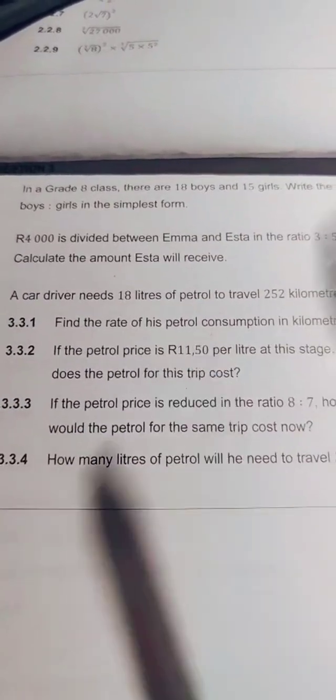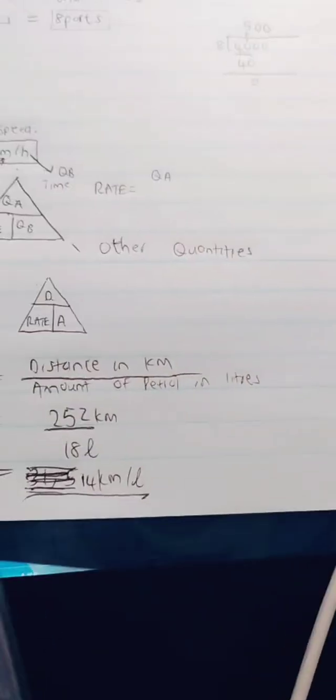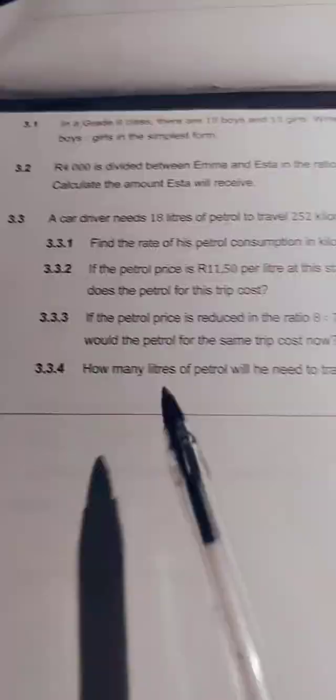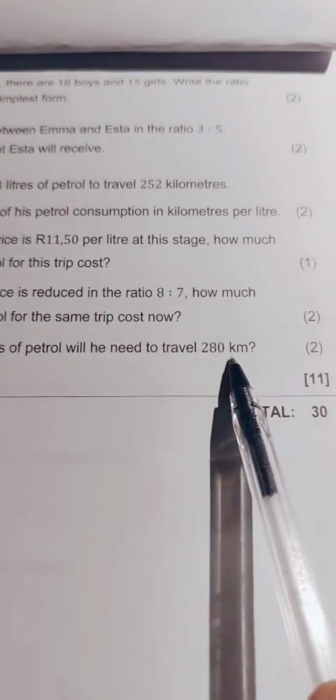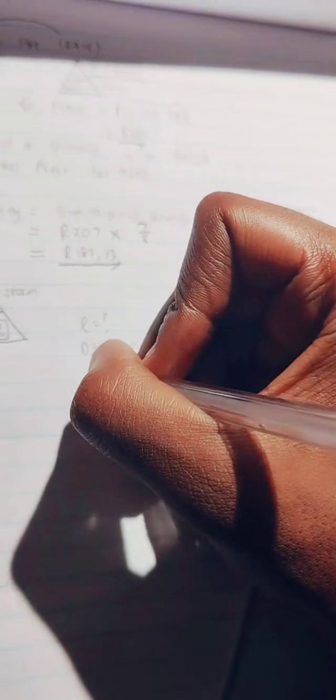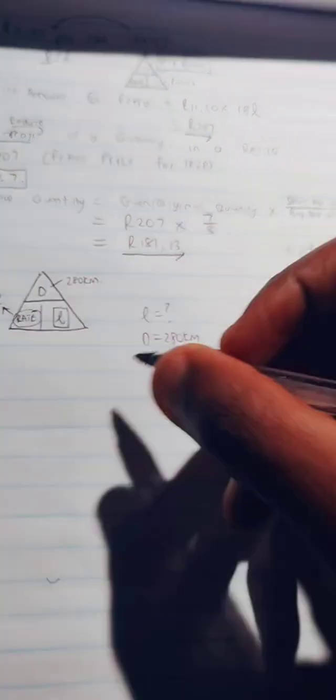So we need to go back to 3.3.1. What was the rate of his petrol consumption? It was 14 kilometers per liter. So we need that rate. To find L, the liters, we don't know L, D is 280 kilometers, and the rate is 14 kilometers per liter. So now let us go and find L.